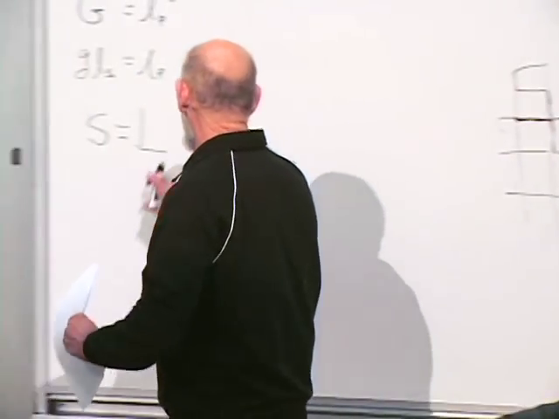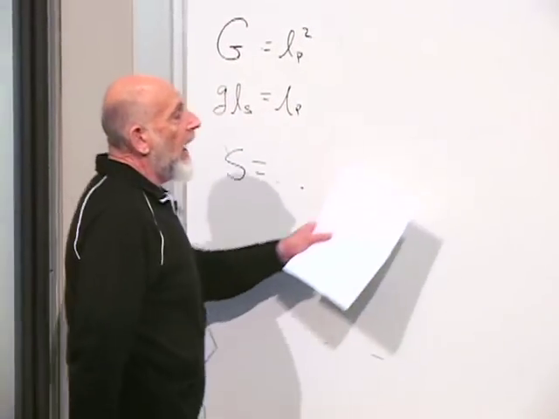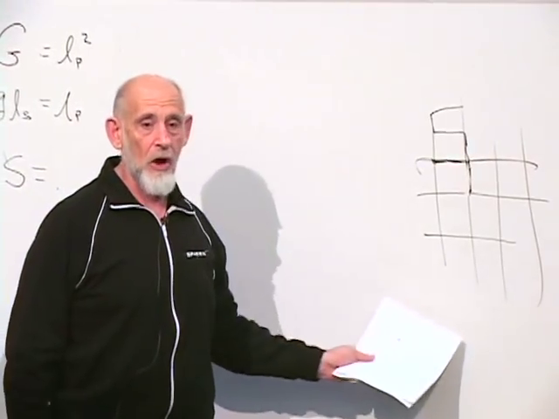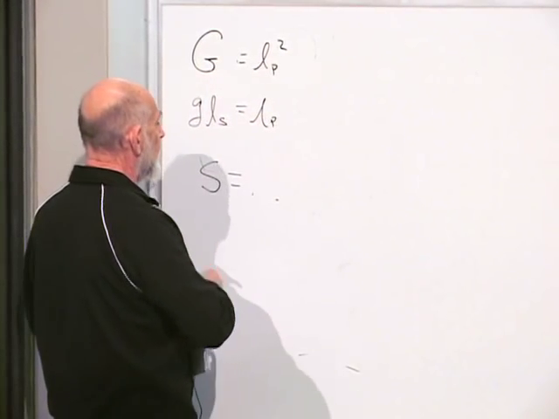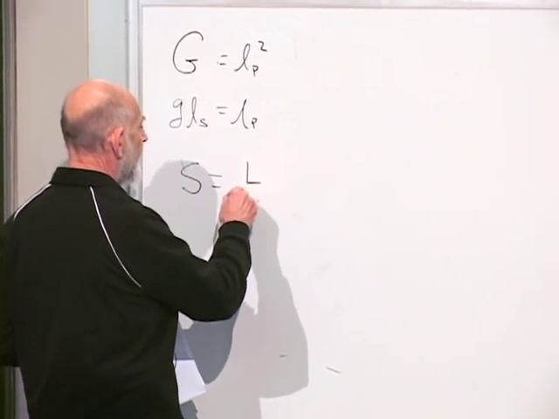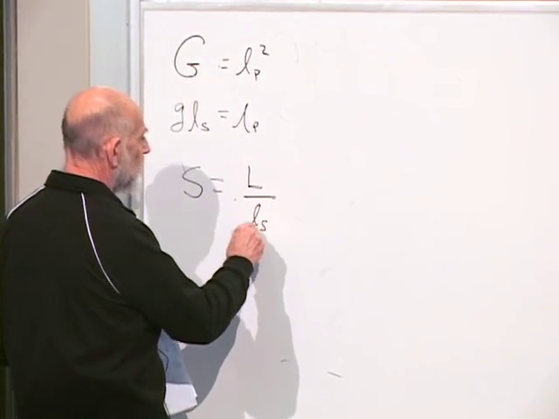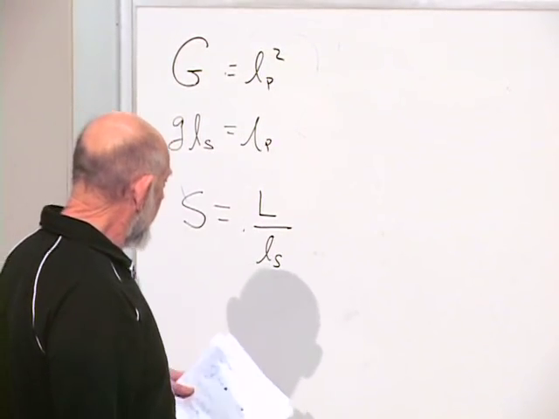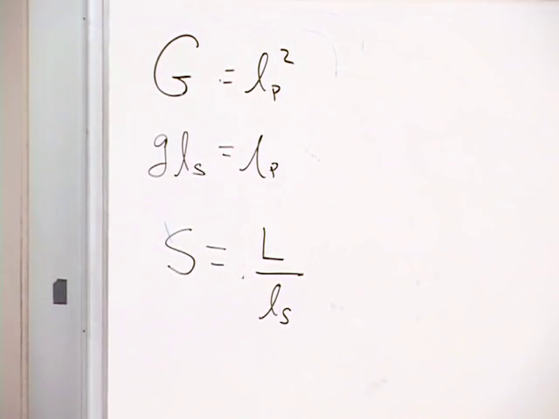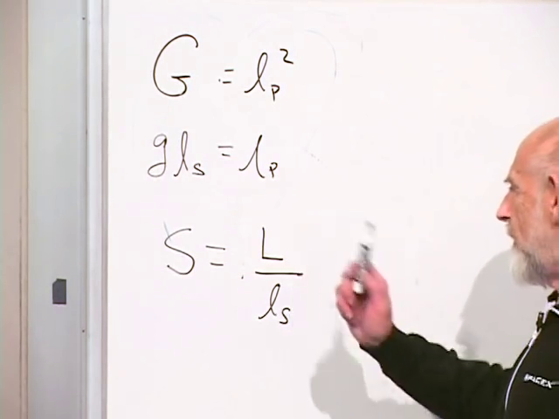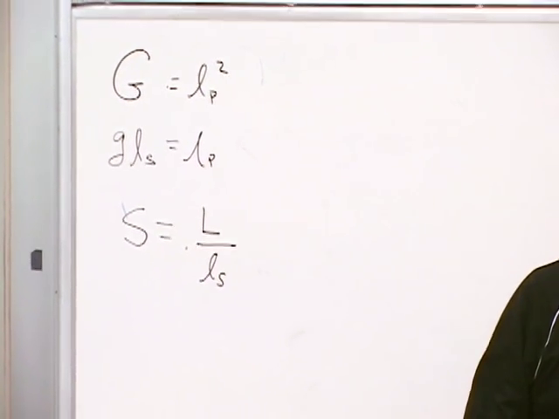So the natural thing is to count up how many wiggles are there, or how many steps are there. That's going to be the length of the string divided by L string. Right? That's the entropy of a string. Now notice, it's length divided by L string. I'm going to write another equation for it in a minute.